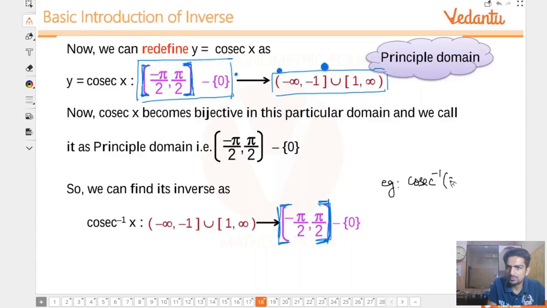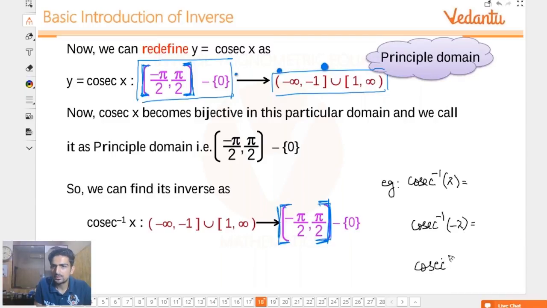Cosecant inverse 2, cosecant inverse minus 2, cosecant inverse minus 1 by root 2. Okay, now just focus on my words.